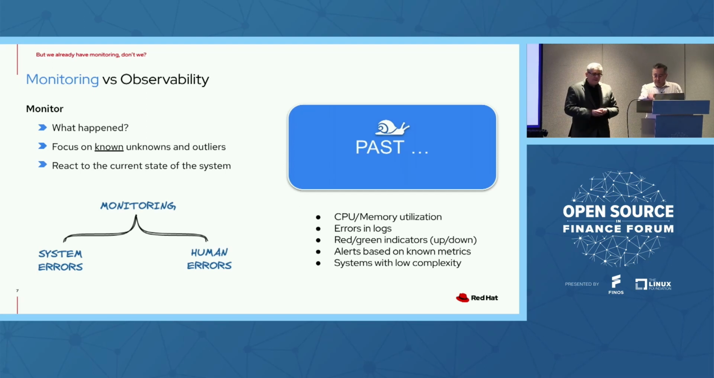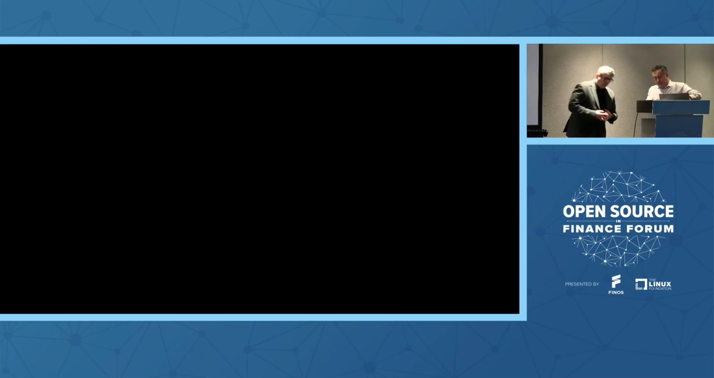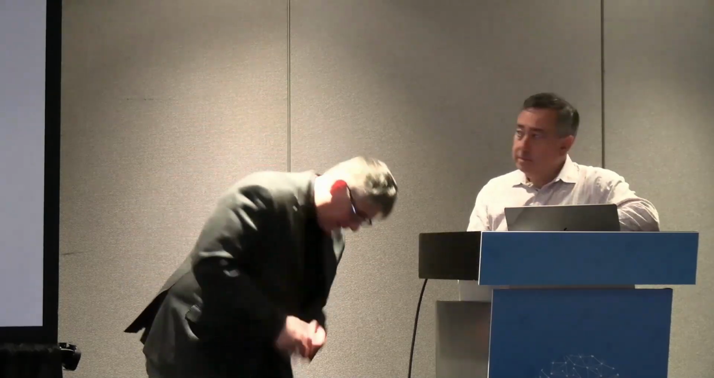But when things are more interconnected, it's not just that. I have to look into the root cause of things, which is what we're trying to figure out right now.